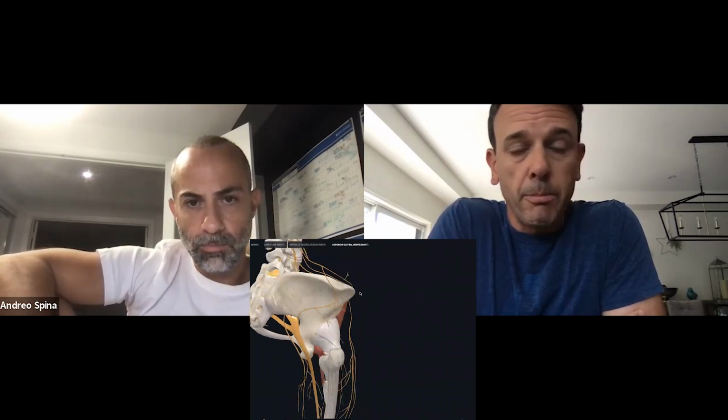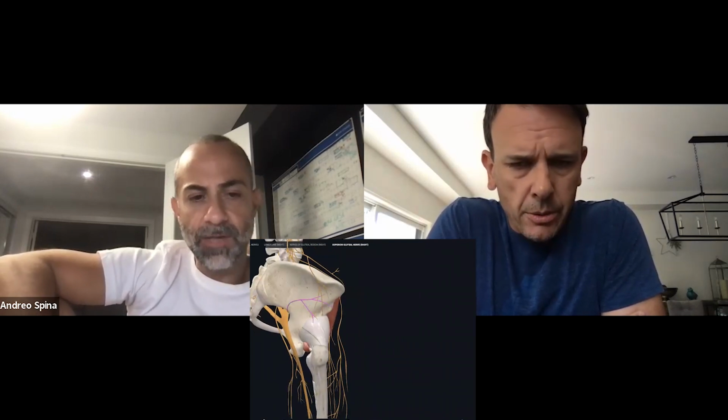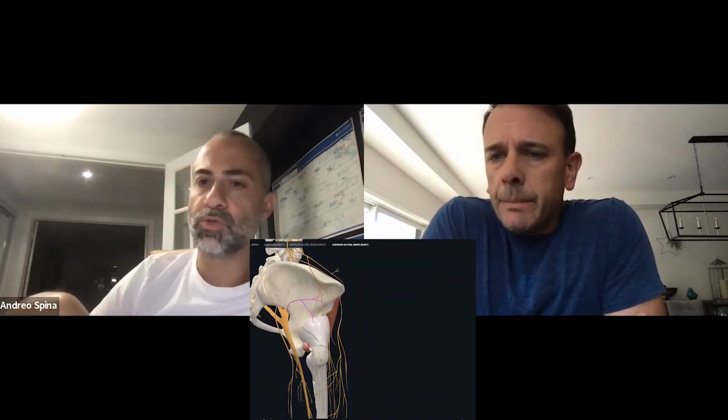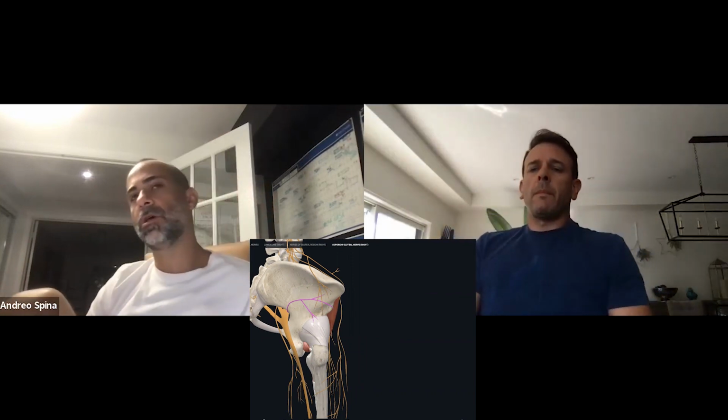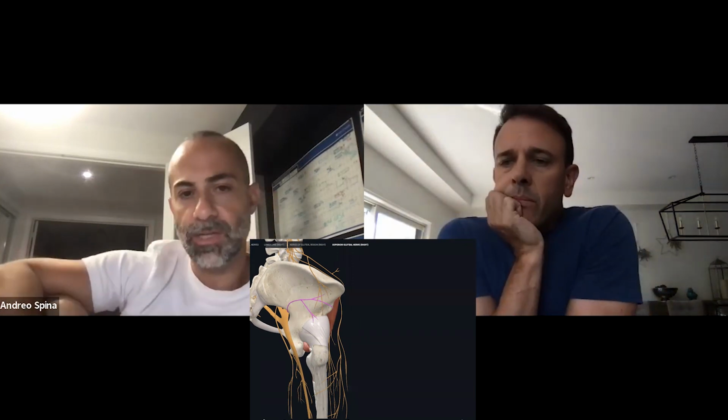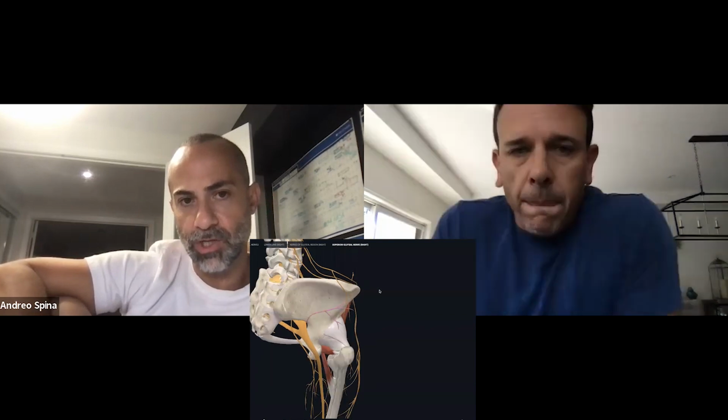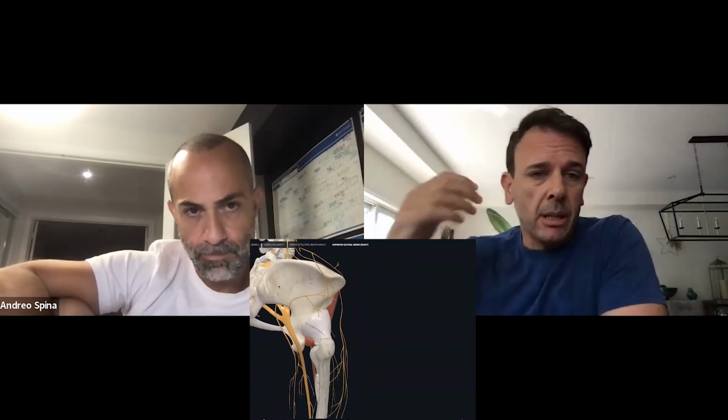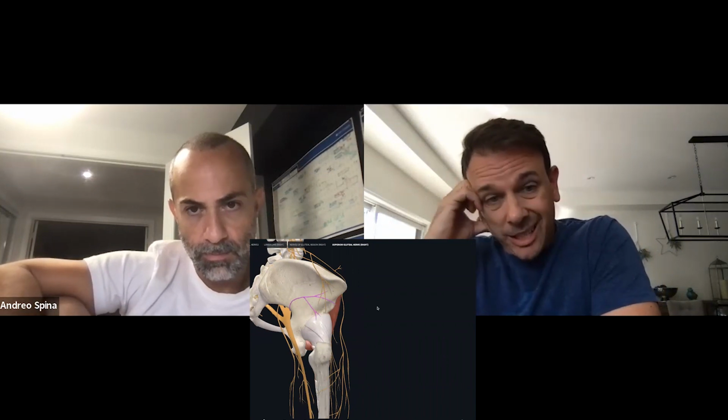and glute max. So in other words, that's pretty much what Hilton's Law is saying, is that anything that you recognize as crossing that joint is going to send articular branches to that joint. That's correct. And that pulls in a lot of stuff, I think, clinically as well.